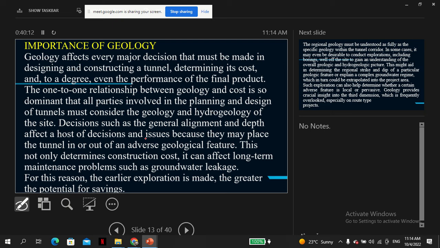So then the geology is very important because, again, the proper alignment to ensure safety has to be maintained. So all these things go back to the geological makeup of the rock. This not only determines construction cost, it can affect long-term maintenance problems such as groundwater leakage. For this reason, the earlier the exploration is made, the greater the potential for savings.